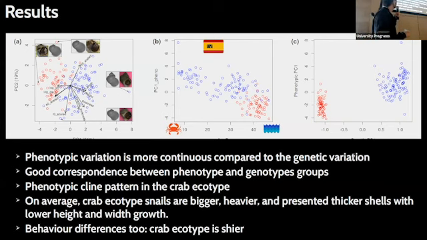And then this is just to show the phenotypic component versus the genotypic component. So you can clearly see the two different clusters, and there's quite a good correspondence between genetic and phenotype. On average, the crab ecotypes are bigger, heavier, and have thicker shells. And they are also shyer compared to the wave ecotype, which is also consistent with what we found in Sweden previously.